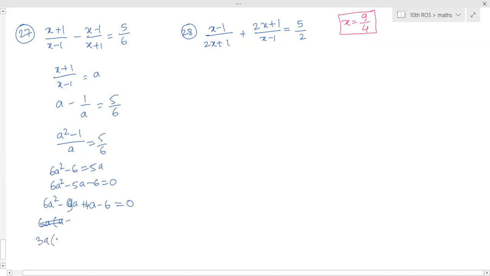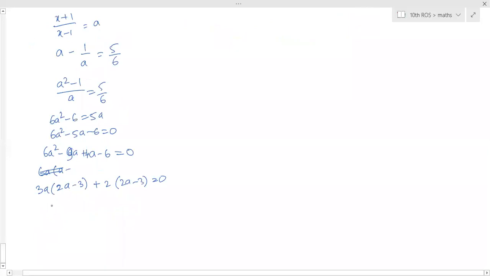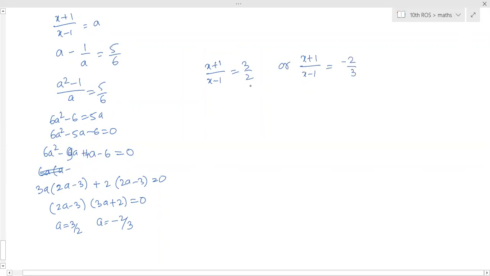So 3a into bracket 2a minus 3 plus 2 into bracket 2a minus 3 is equal to 0. So 2a minus 3 and 3a plus 2 is equal to 0. A is equal to 3 by 2 and a is equal to minus 2 by 3. So x plus 1 by x minus 1 is equal to 3 by 2, or x plus 1 by x minus 1 is equal to minus 2 by 3.